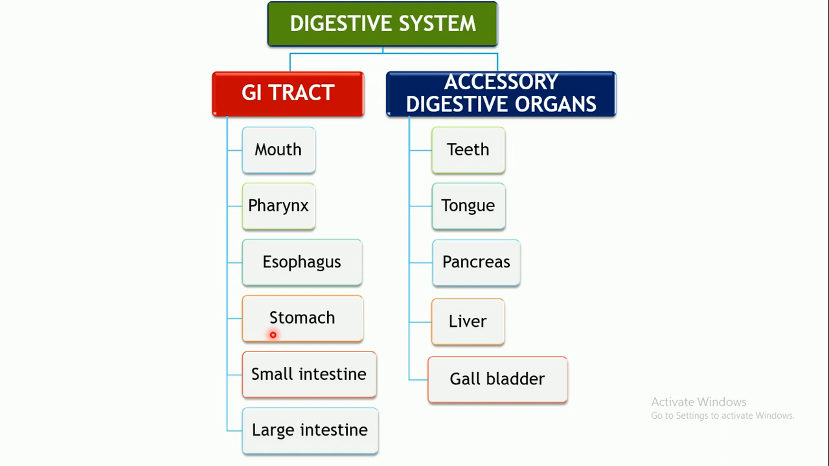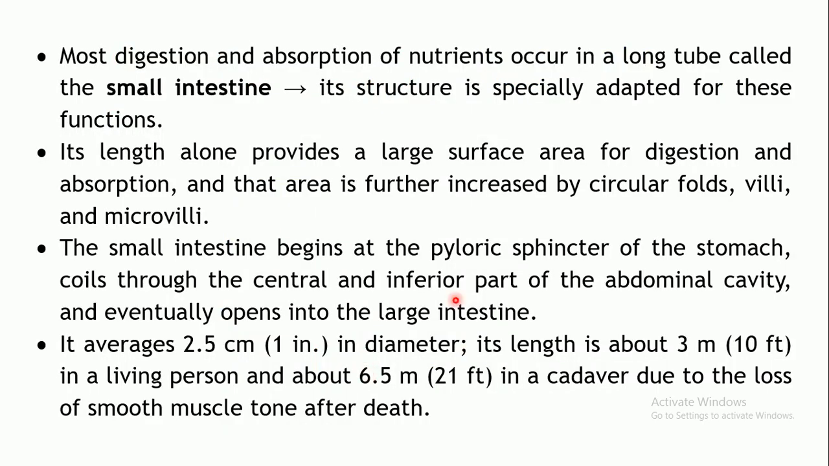But the majority of the digestion and absorption of the food takes place in this particular region, that is the small intestine. We shall start with the introduction first before going into the actual anatomy, histology and physiology of the small intestine. This structure is present in the form of a long tube wherein most of the digestion and absorption of the nutrients will take place.